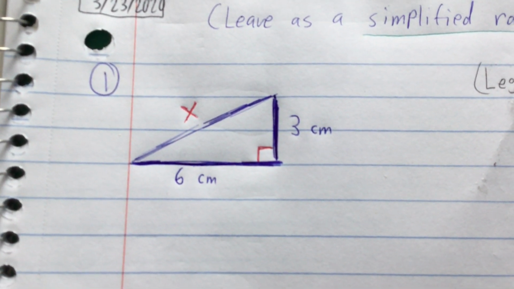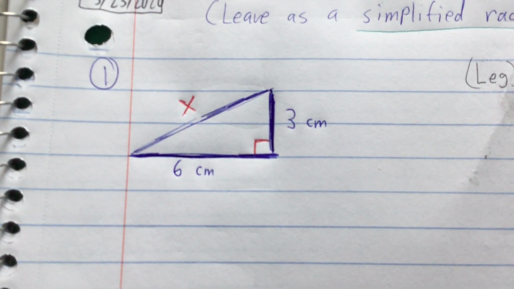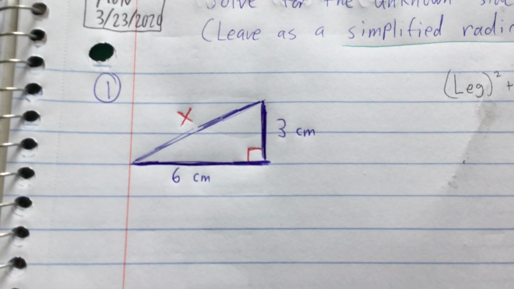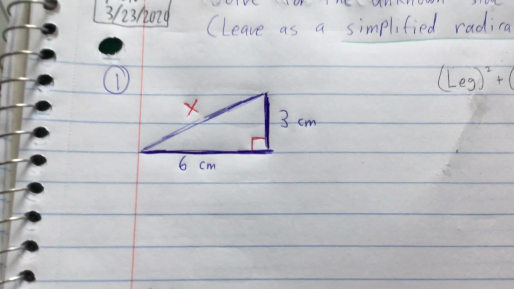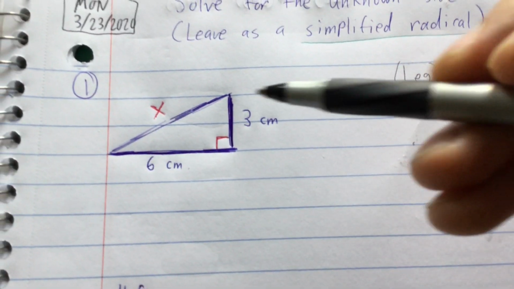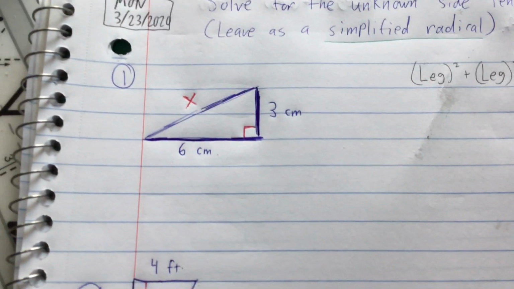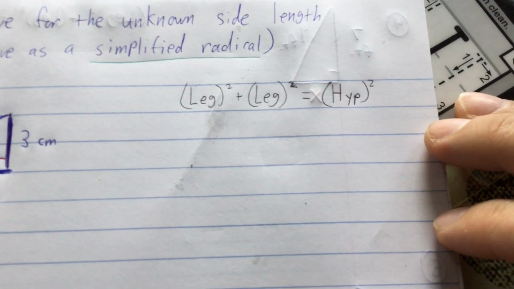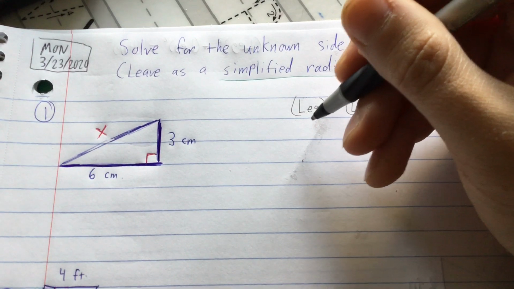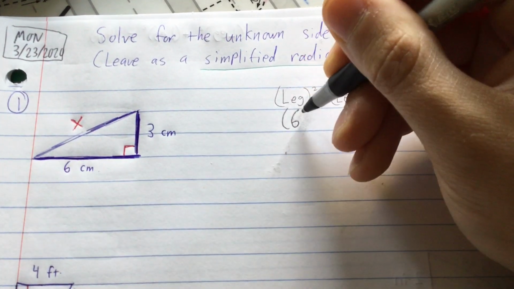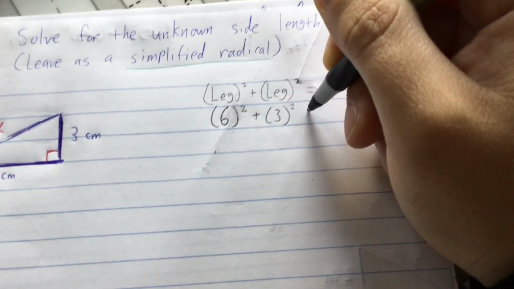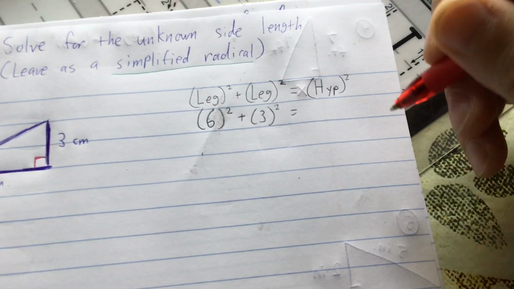Let's take a look. I've got a 6 centimeter side, I've got a 3 centimeter side, and I don't know the third side, and it's a right triangle. So, leg, hypotenuse. Which do I know? I know a leg, and I don't know the hypotenuse. So I'm going to go to the Pythagorean theorem and say leg squared plus leg squared equals hypotenuse squared. In my diagram, one of the legs is 6. The other leg is 3. And I don't know the third side length, so let's call it x.